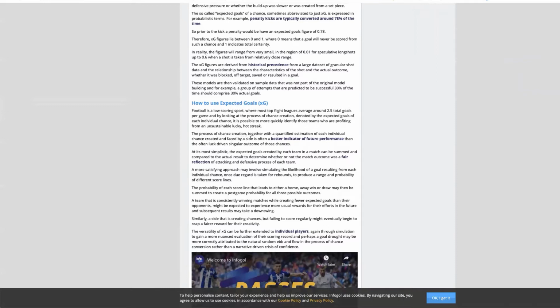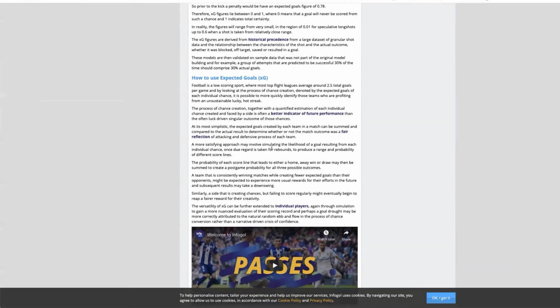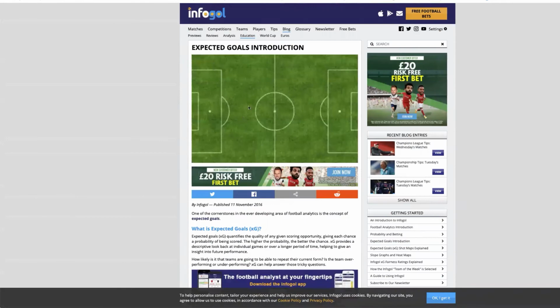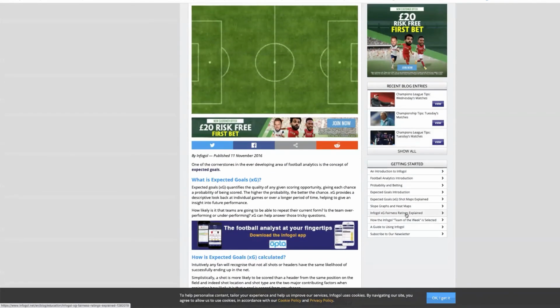The process of chance creation, together with a quantified estimation of each individual chance created and faced by a side, is often a better indicator of future performance than the often luck-driven singular outcome of those chances. So I think what they're saying there is you look at a team and see how many good chances they're creating each week, and how many they're converting. I think that's what it's all about. But then the versatility of xG can be further extended to individual players through simulation and stuff like that. I'm just not sold on it yet, but hey, I'll have a read and see.